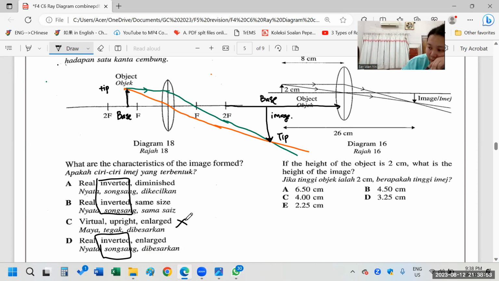Extrapolate the principal axis. Quick, continue drawing, quick. And tell me the answer. Diminished, same size, or enlarged?